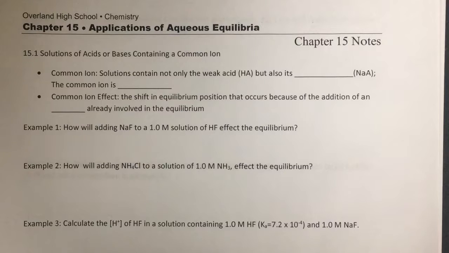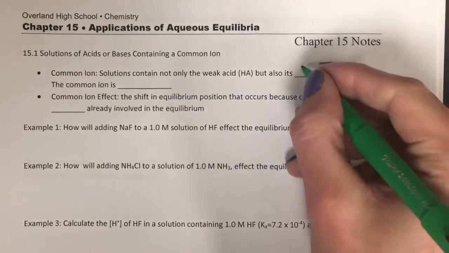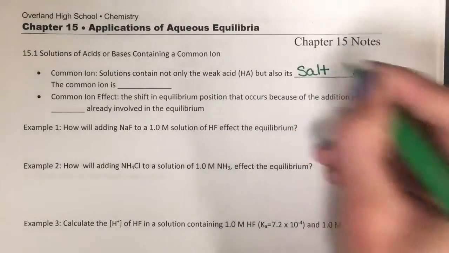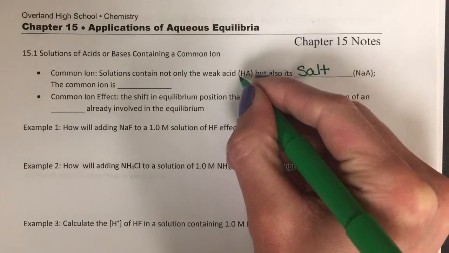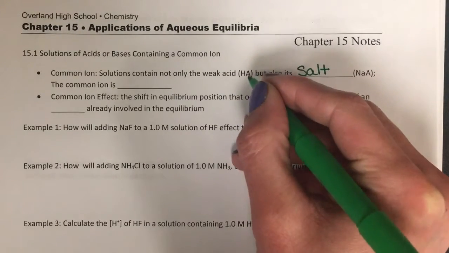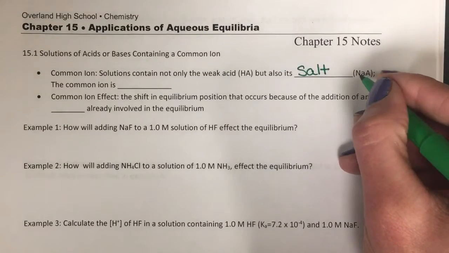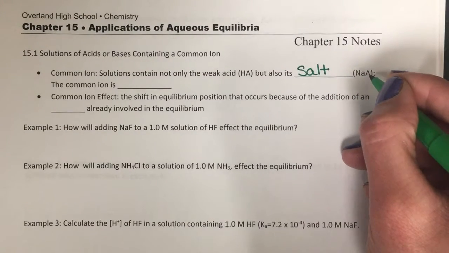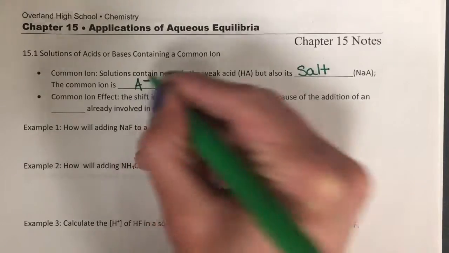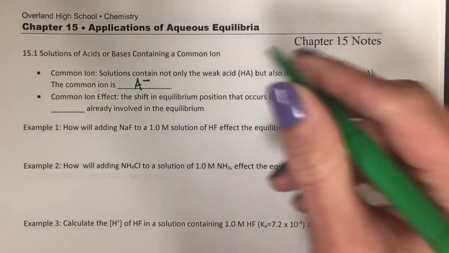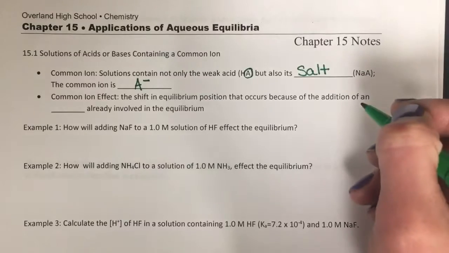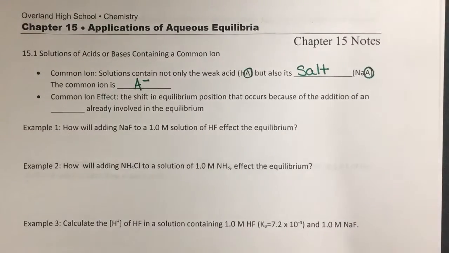Now, let's assume we have a weak acid. My weak acid does not dissociate completely, so the reaction goes both ways. Now, if I have my weak acid equilibrium and I add a salt, here my acid is HA, where A is just the generic ion. If I've got NaA added to it, then this A minus is called a common ion because it's both in the acid and it's in the salt.